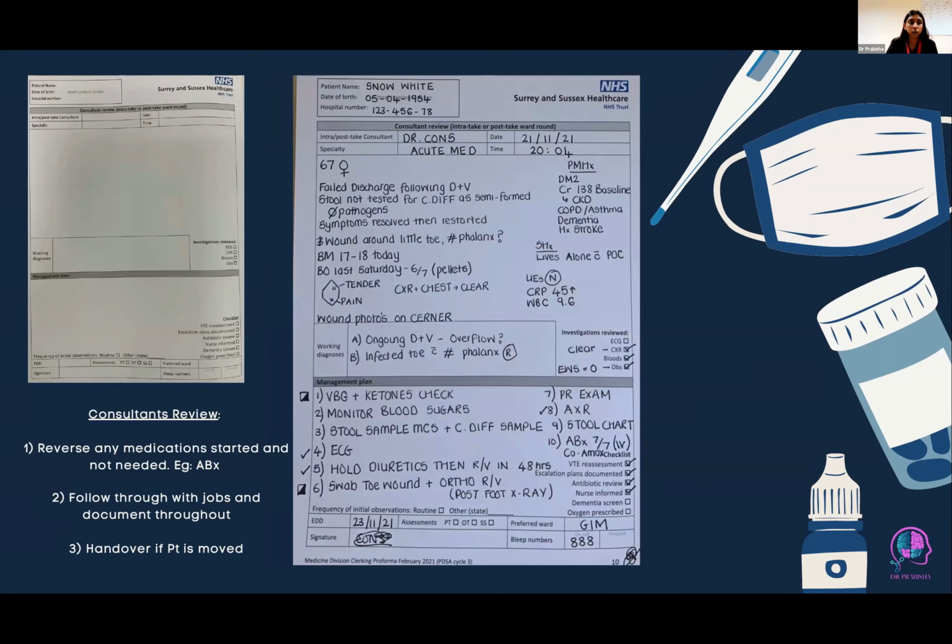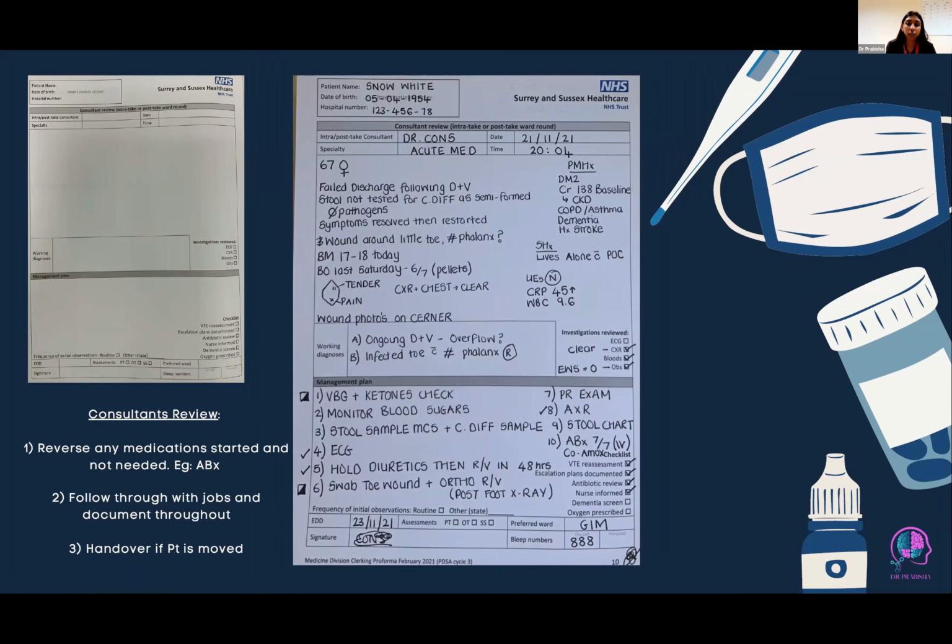So this is the consultant review. This happened maybe 2 hours after, or an hour and a half. I've literally copied what the consultant had written, but obviously in nicer handwriting. So the consultant does a full overview. They check everything themselves on the systems, on the previous notes. It's good to have all the information that you had, but they sometimes find new information that we just haven't gone that deep into.